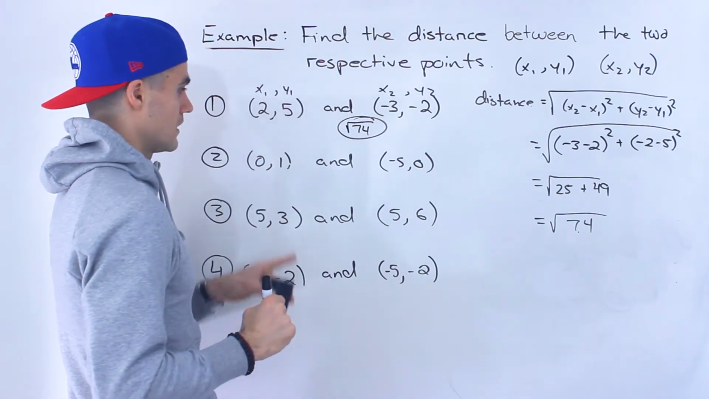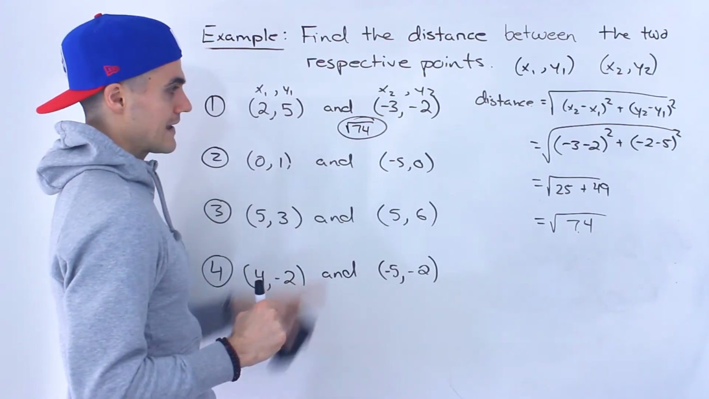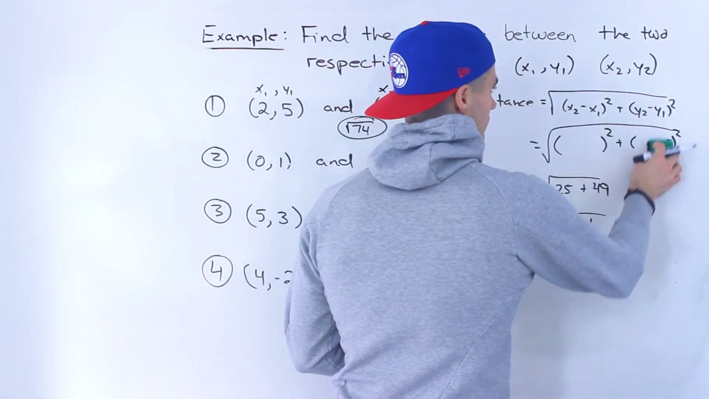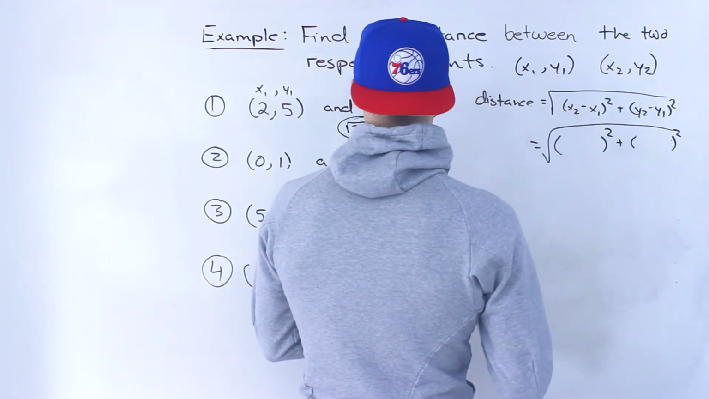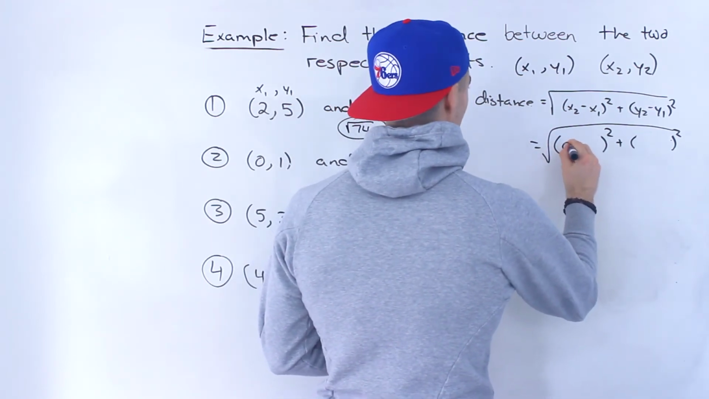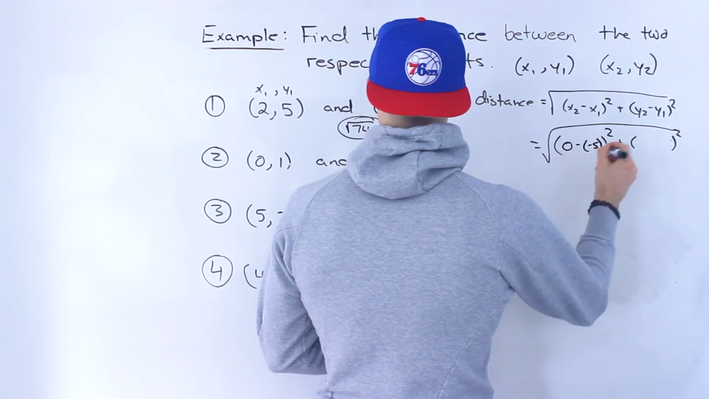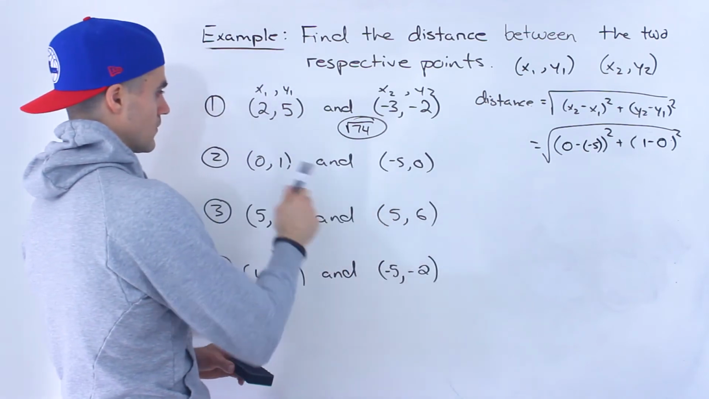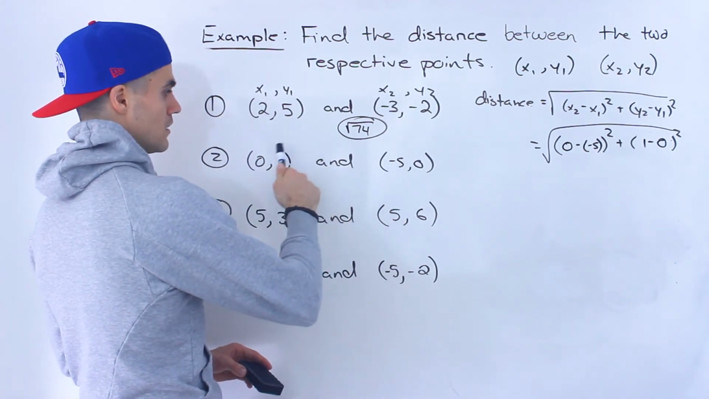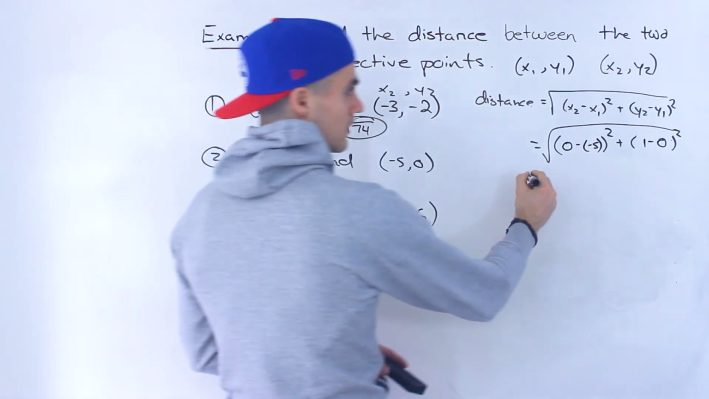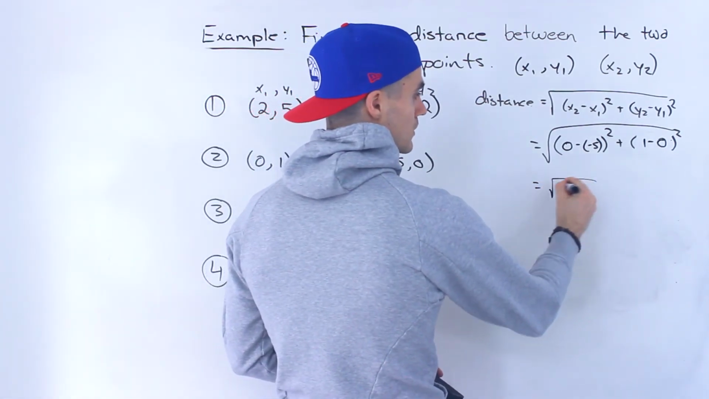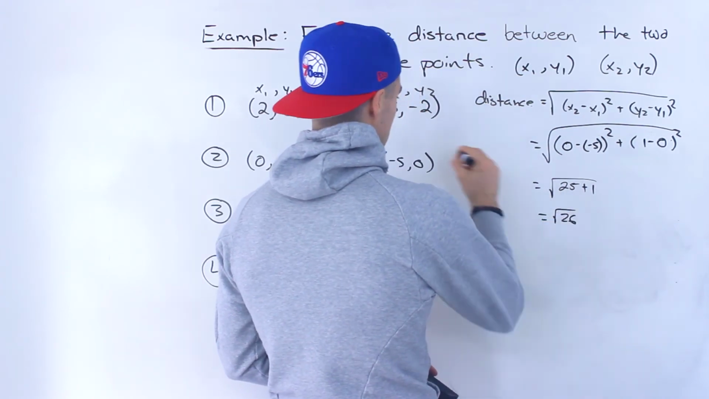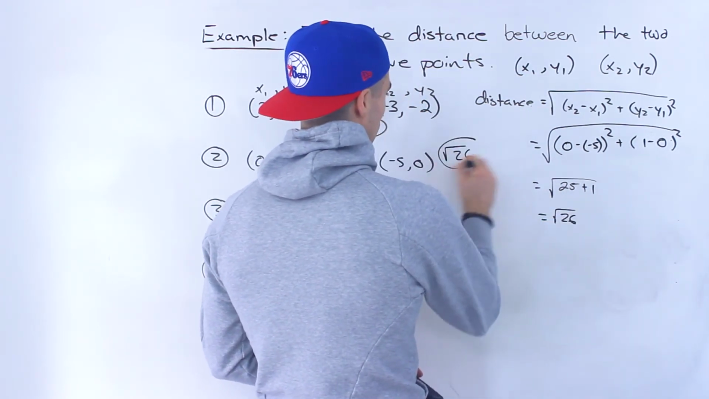Now here we have 0 and 1, and then -5 and 0. If we plug everything in here, we would have 0 minus -5, and then we would have 1 minus 0, right? x2 minus x1, y2 minus y1. And this would end up being the square root of 25 plus 1, the square root of 26. That's the answer for number 2.